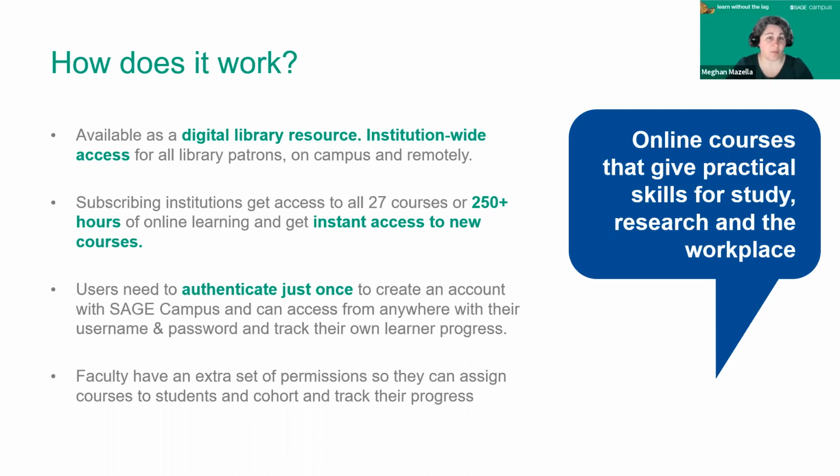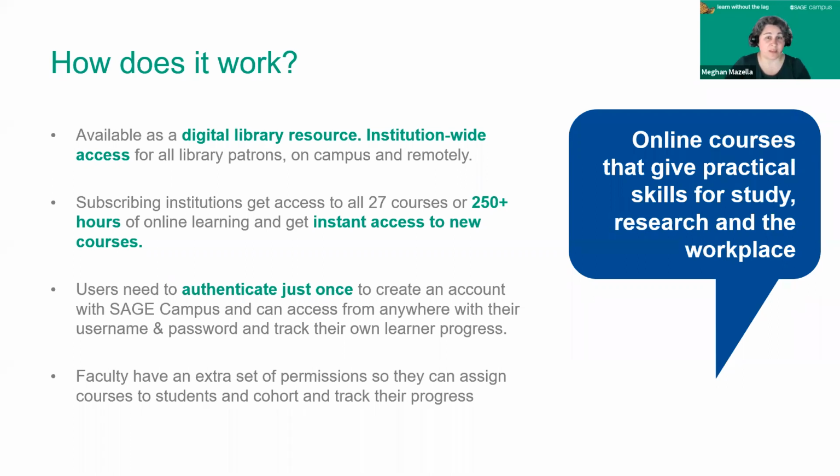So Sage Campus is a digital resource available as an institutional-wide purchase or subscription. Libraries can either subscribe or purchase Sage Campus for their university. All faculty, students, and researchers at your university would get unlimited access to the full suite of courses via the Sage Campus platform. So all 27 courses, which is over 250 hours of online learning.